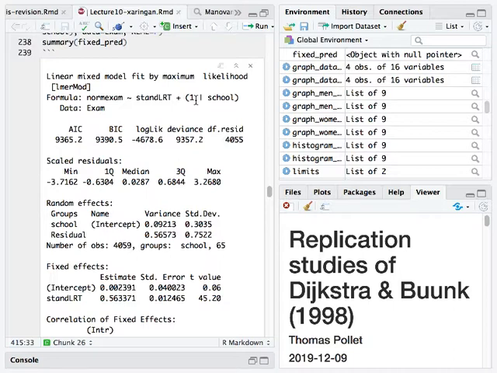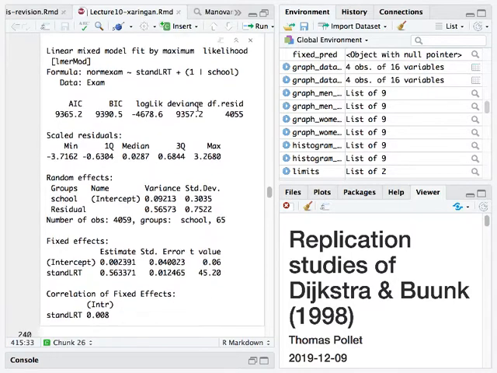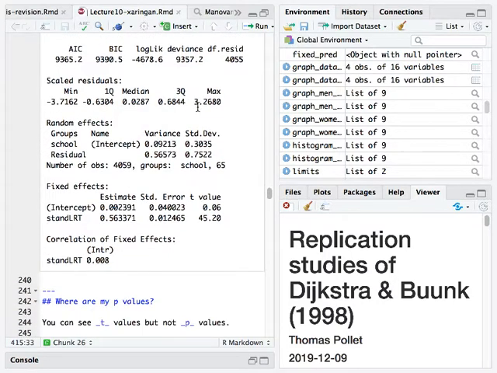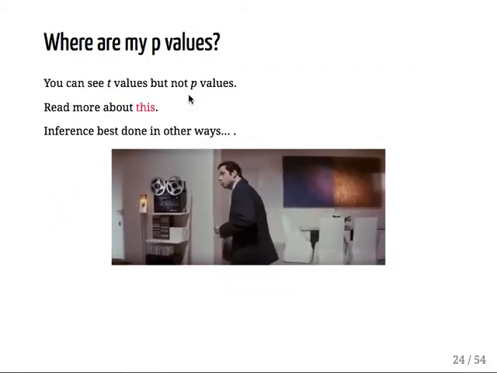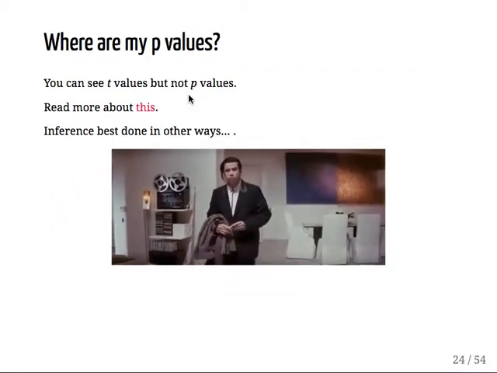So I've already jumped ahead. When it has a random slope, this will appear here as well. So you can see the estimates, but what was missing from this is p-values. We see t-value, but we don't see a p-value. So I'll make sure that I fix this. So we can see t-values, but not p-values.